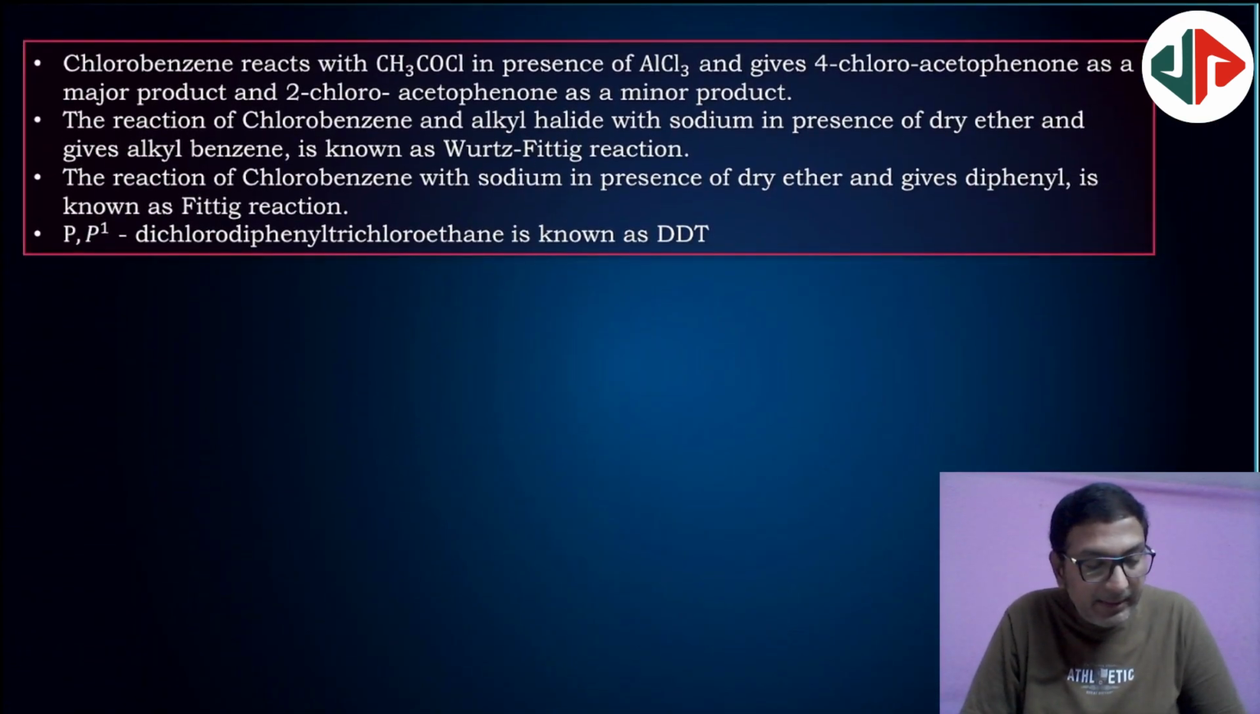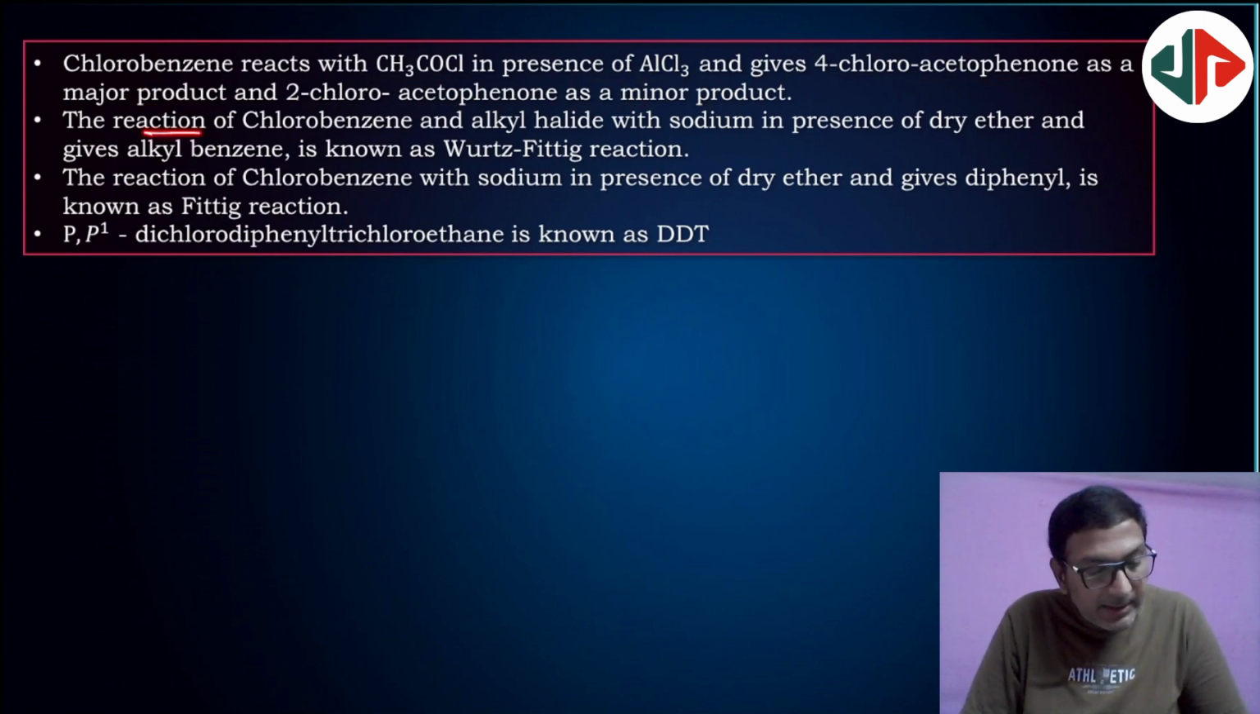Next, chlorobenzene reacts with CH3COCl, acetyl chloride, in the presence of AlCl3 and gives 4-chloroacetophenone as major product and 2-chloroacetophenone as minor product. So this is Friedel-Crafts acylation reaction.